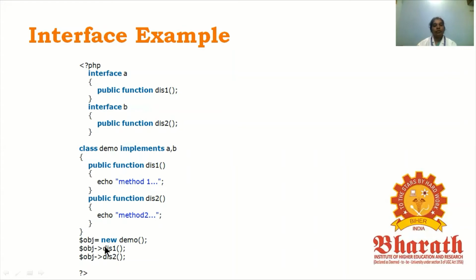See the creation of the object. We created the object for the class, not for the interface. After creating the object for the class, we invoke the methods: the display one method and the display two method.